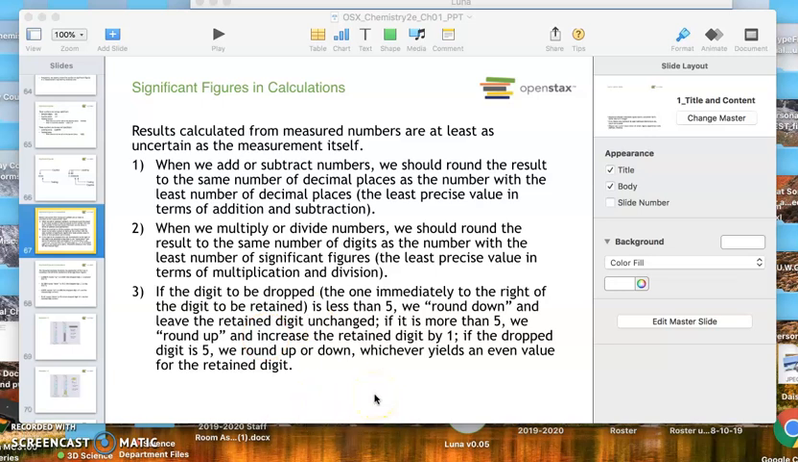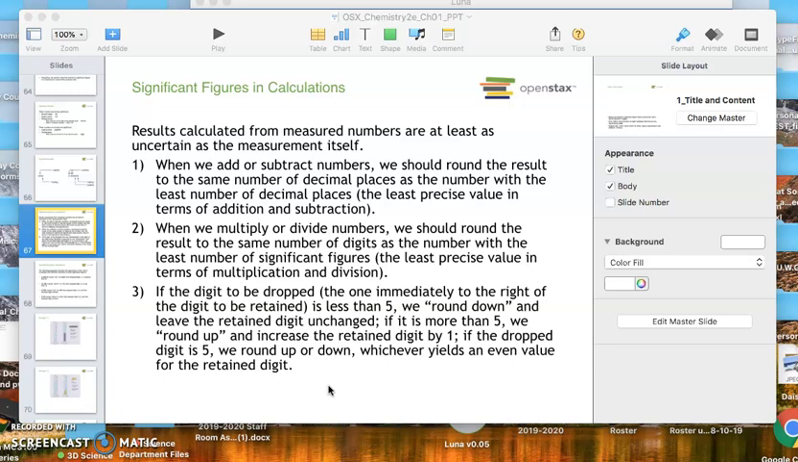If it's 5 or greater, you round up. If it's less than 5, then you round down. But this is the part here that was a little bit different from what I've seen in previous textbooks. So if the dropped digit is a 5, we round up or down depending on if we get an even value for the retained digit. So you will see some examples of that in your textbook.